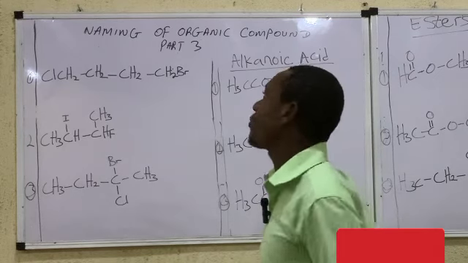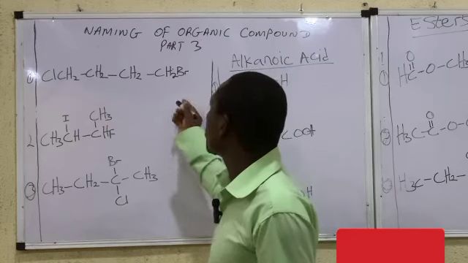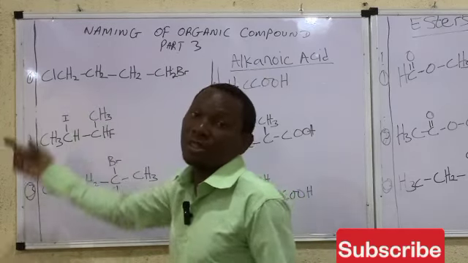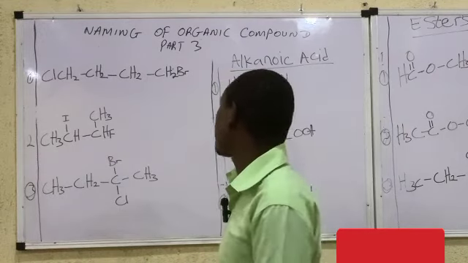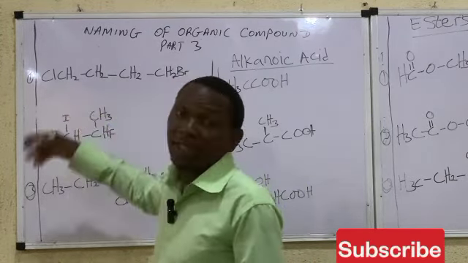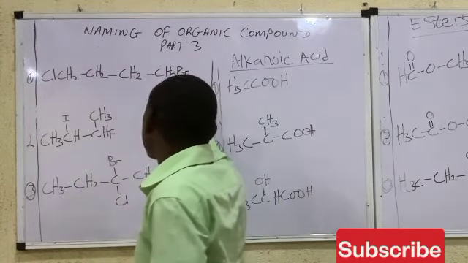Let's take a look at this. This is a very simple one. We have a very simple structure. You have a halogen group attached to this place and to this place. So it's quite easy. Since in the reactivity series chlorine is higher in terms of reactivity, I will start naming from here.